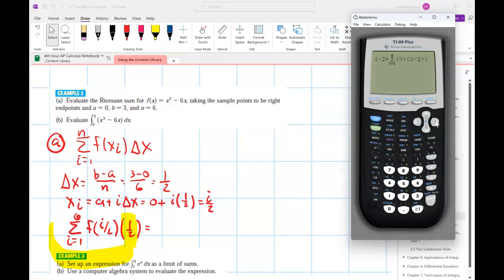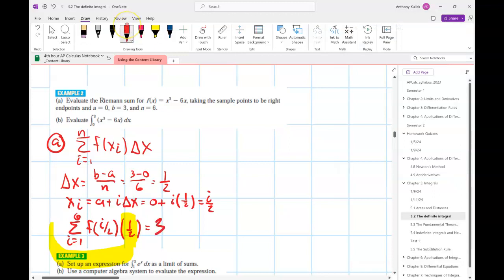So I pressed vars, which is right underneath the down arrow. I moved over to the y vars tab, selected function, and then y1 is the first option, of x over 2, right? Because ours is i over 2. And then I press enter, and that's my number. It added up all those rectangles for me, and I just get a number. How beautiful is that? That's negative 3.9375.